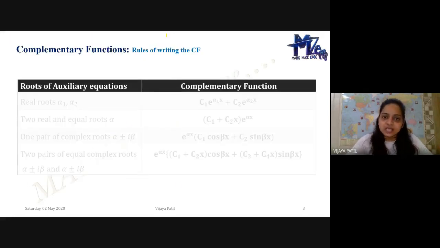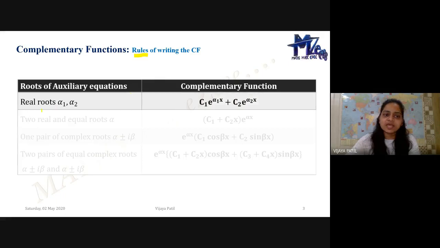Let us see what the rules are here. If the roots of the auxiliary equation are two distinct real numbers alpha 1 and alpha 2, then the complementary function can be written as c1 e to the power alpha 1 x plus c2 e to the power alpha 2 x. If I have two equal roots, for example alpha is repeated, at that time the complementary function can be written as (c1 plus c2 x) e to the power alpha x.